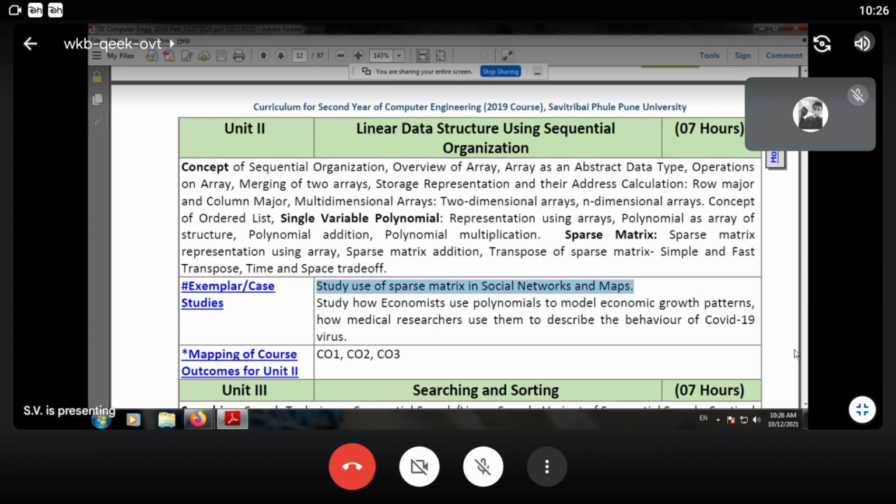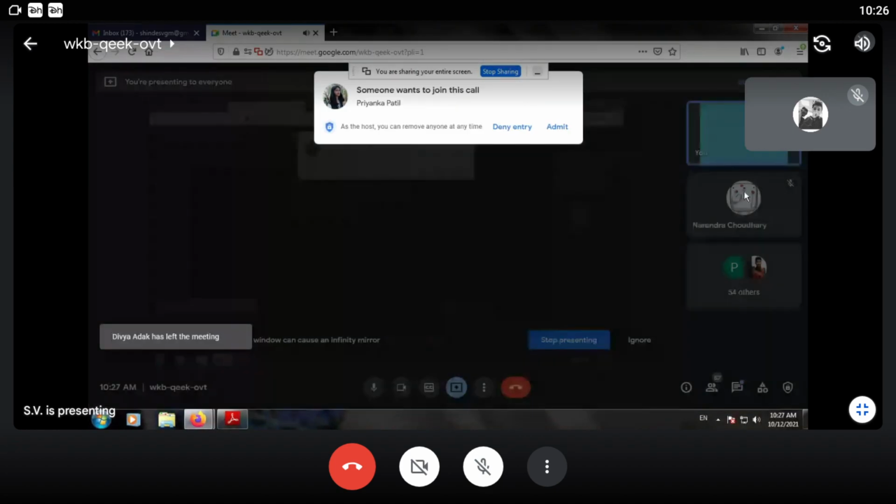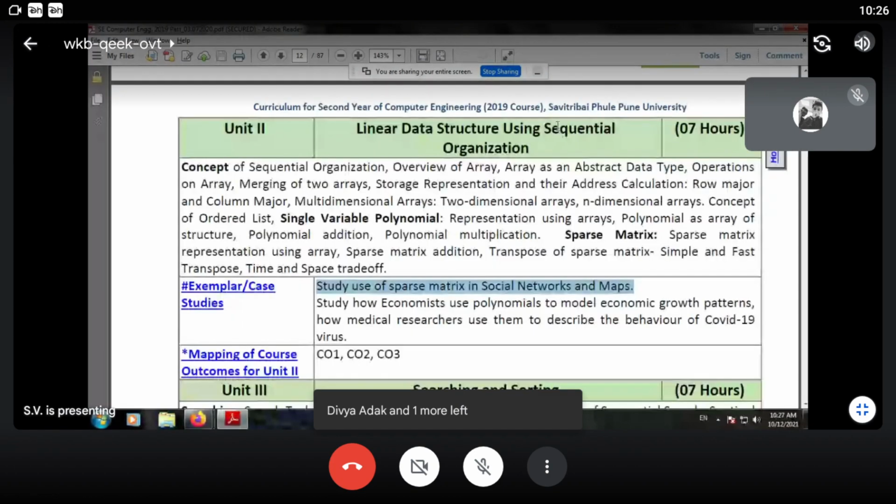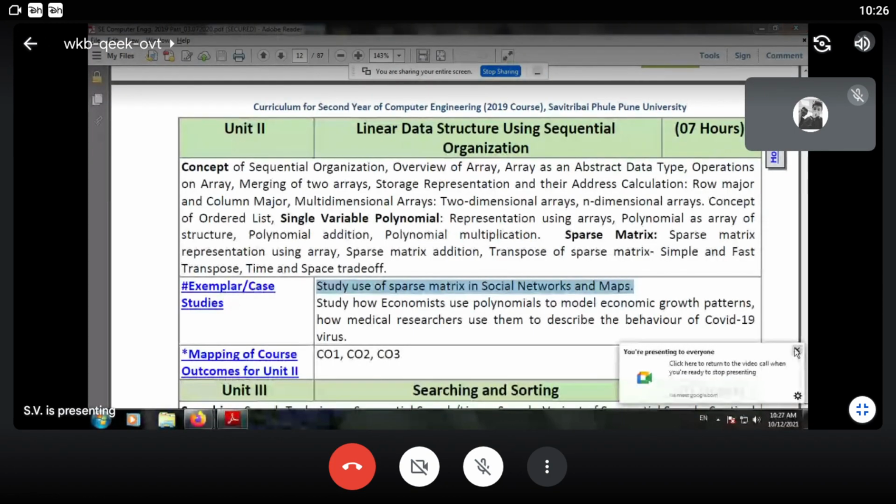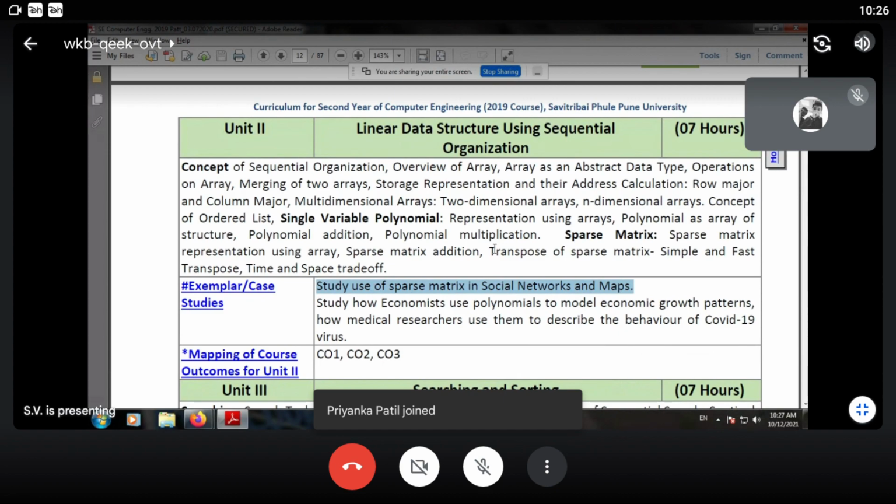So that is the logic of the case study. What you have to do is take any social network or any input as a map and convert it into a matrix. Naturally it is a two-dimensional matrix, and then apply some sparse matrix techniques for either searching, transpose operation, combining of two sparse matrices, or multiplication, which is also possible.